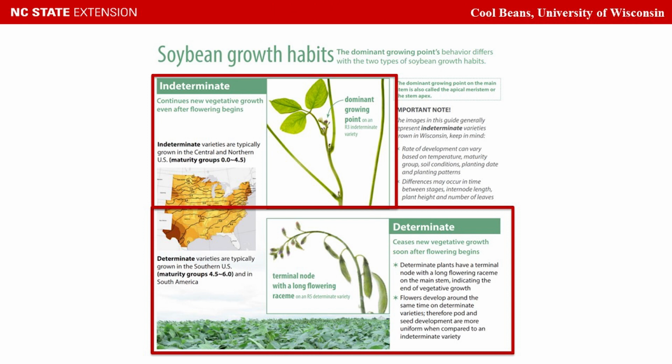The indeterminate growth habits, which are generally maturity group 4.5 or earlier, will continue to put new growth on the main stem after the bean has started flowering. I do think it's important to note that yes, that will result in a longer flowering period, but maybe only 1 to 2 weeks longer than a determinate variety. Beans themselves are much more indeterminate than something like corn. So regardless of these growth habits, beans are going to flower over several weeks.